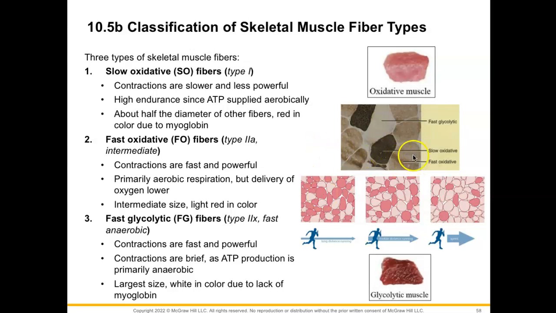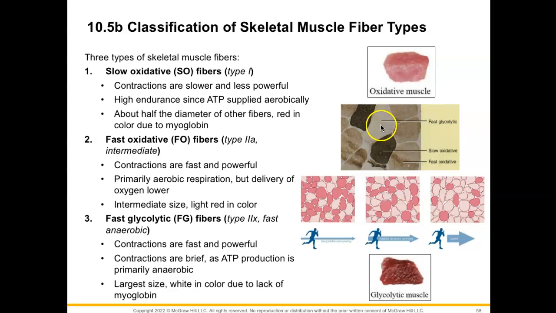Now on to our fast oxidative fibers, which are also known as type 2A or intermediate fibers. These muscle fibers' contractions are going to be fast and powerful and will primarily use aerobic respiration, but delivery of oxygen is going to be lower to these fibers. They're intermediate in size, which is why they're also called intermediate fibers, and we see that they have a light red color to them.